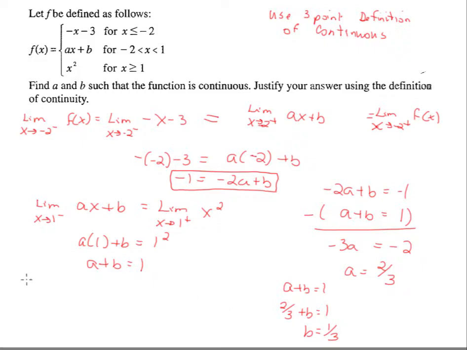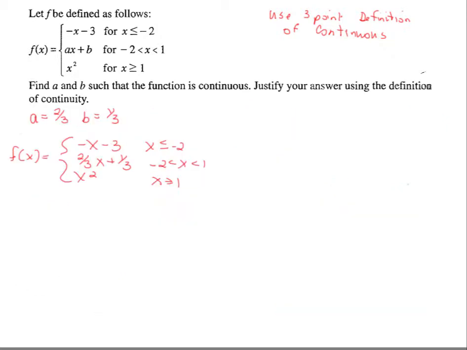So now that I know what a and b are, all I have to do is justify using the definition of continuity. So this is the equation I think will give us a continuous function everywhere. Now I'm just going to justify it by checking my 3 points of continuity at our points of division, the -2 and the 1.